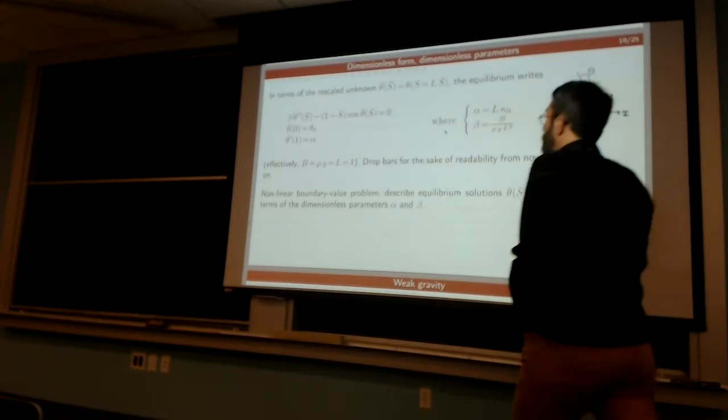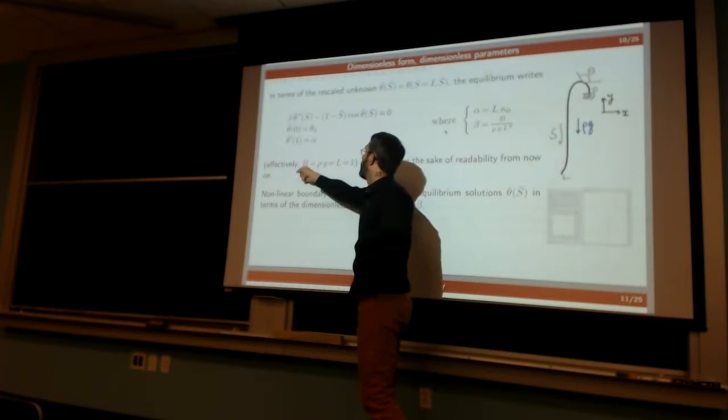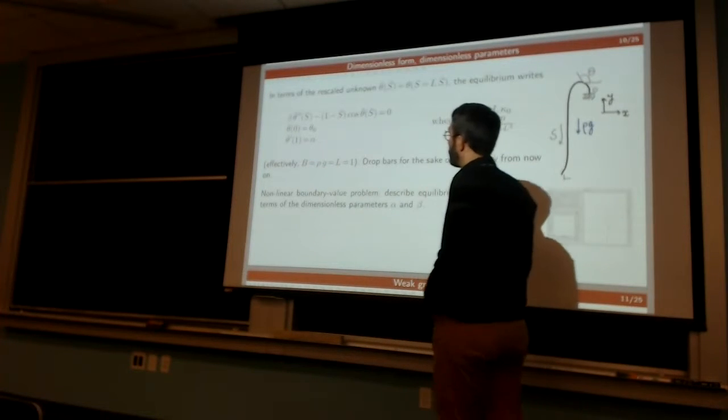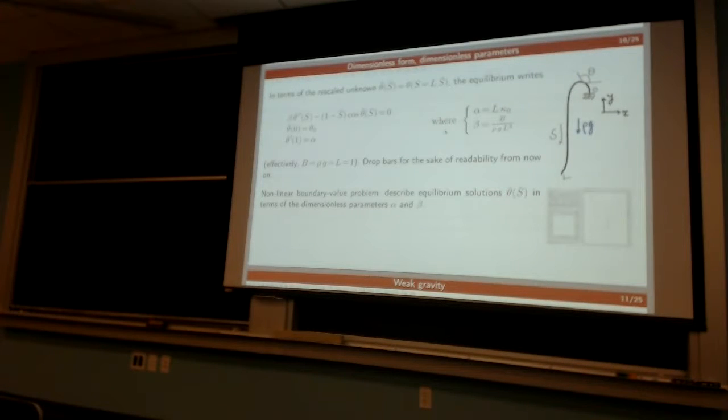Effectively, we've simplified the equations by taking all these coefficients equal to 1, and we've removed them by this dimensional analysis. I'm going to stick to this formulation from now on, but I'm dropping the bars just because it's more readable.